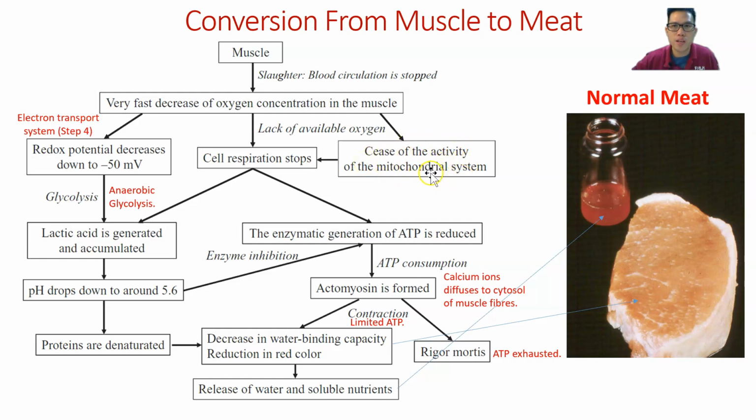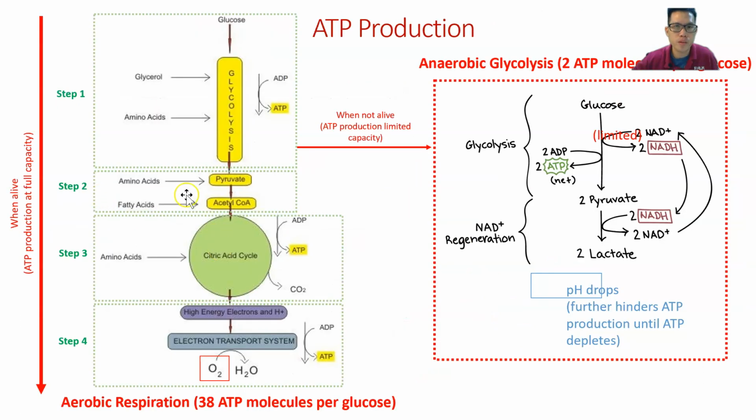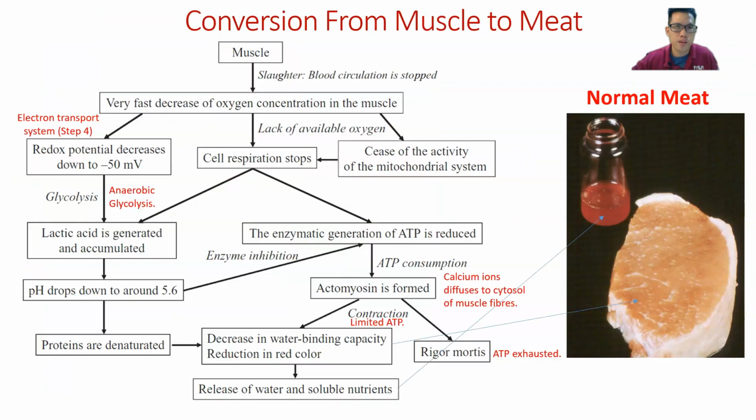If not, it will only stop at step 1. Steps 2, 3, 4 over here happen in the mitochondria. This one is to prepare for entering the mitochondria, and these happen in the mitochondria. So once the animal is slaughtered, there is no more oxygen, so this won't go through, leaving only the anaerobic glycolysis. Cessation of activity means cell respiration stops; there is no longer any cell respiration.